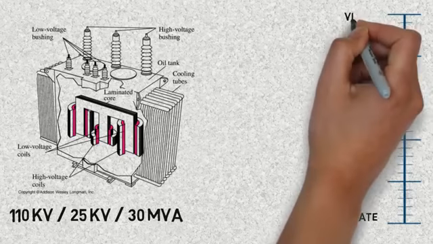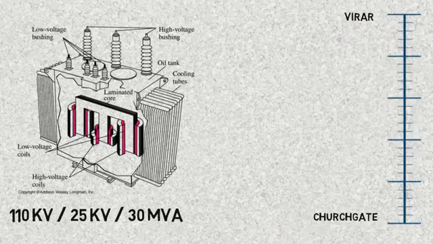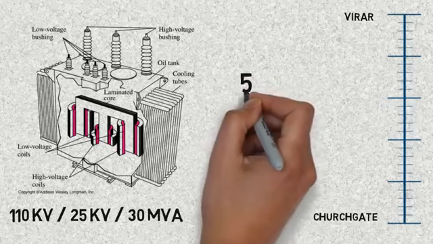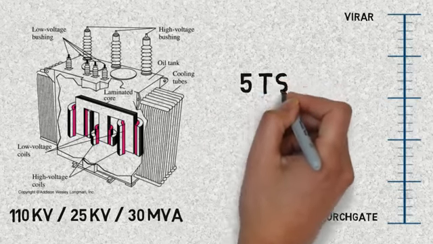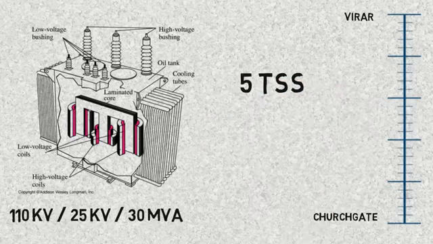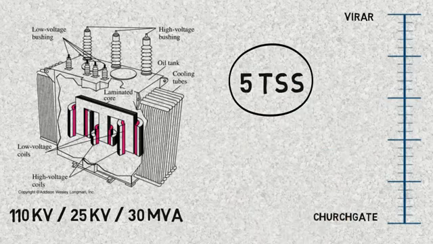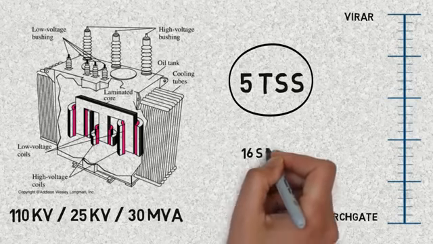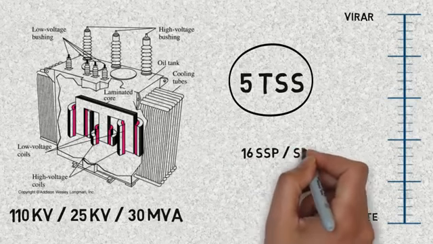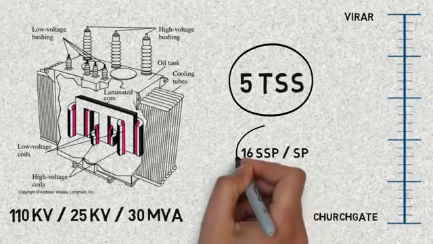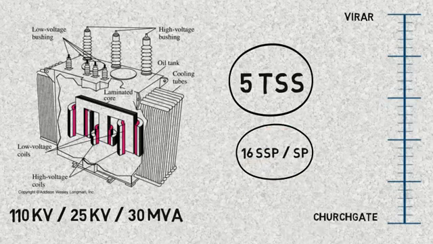As we cannot supply the whole line from Churchgate to Virar by only one substation, we have a total of 5 different traction substations to power the trains. Further, there are 16 switching stations known as Subsectioning and Paralleling Post (SSP) and Sectioning and Paralleling Post (SP), which divide the power line into small sectors as shown in the figure.